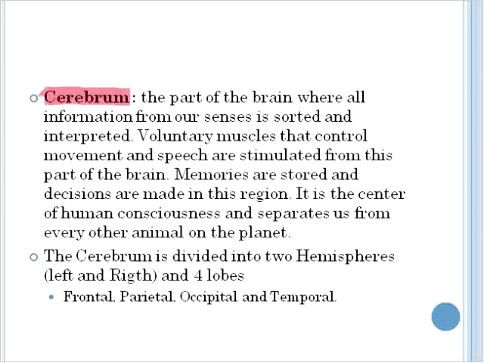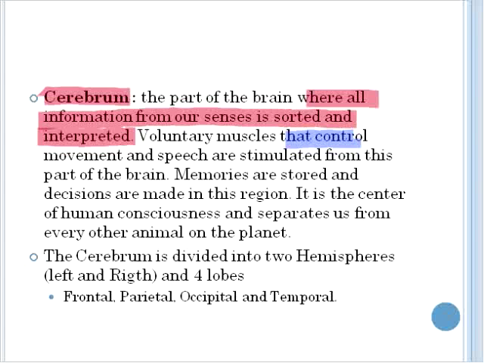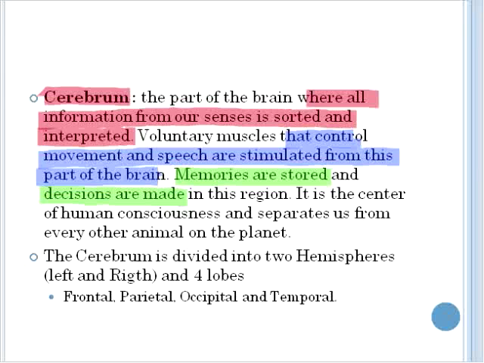To begin with, the cerebrum is where all the information from our senses is sorted and interpreted. Voluntary muscles that control movement and speech are stimulated from this part of the brain. It is in this region of the brain that our memories are stored and where our decisions are made. The cerebrum is the center of human consciousness, and it is what separates us from every other animal on the planet. Our cerebrums are very well developed, and this is something that no other species can say, certainly not to the extent that ours are.